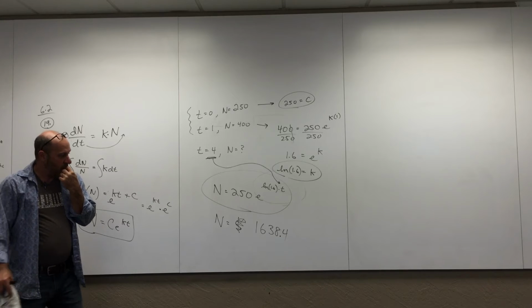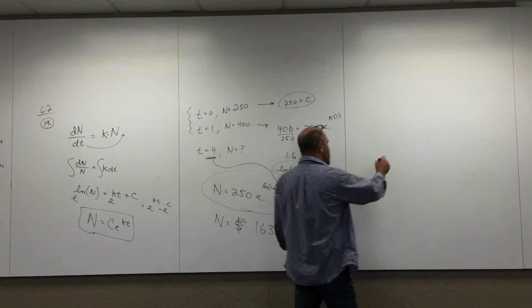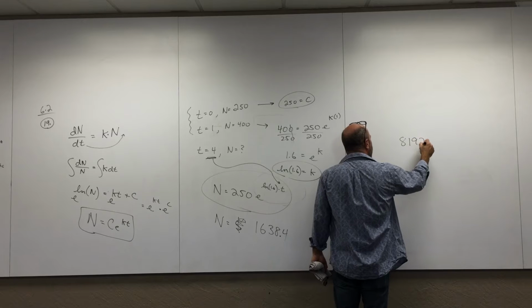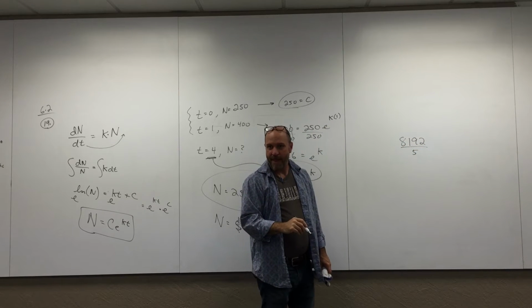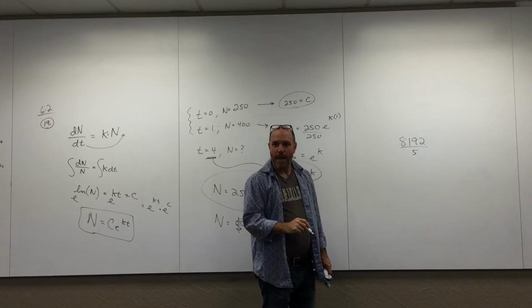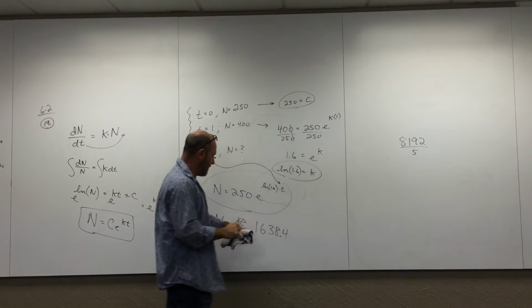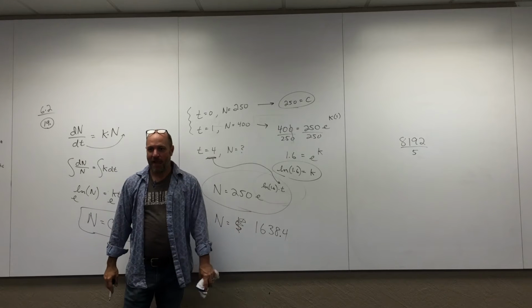Wait a minute, divide by 5. 8192 divided by 5 gives 1,638.4. In the back it was 4. Okay, they made a mistake.